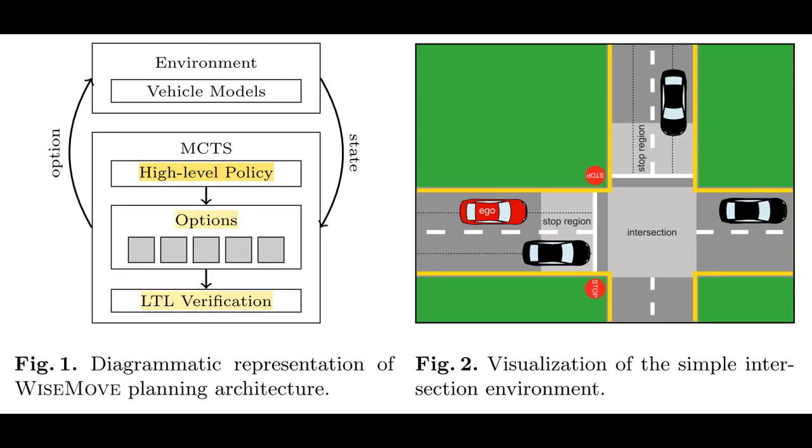So here's another example. I just mention this because it reminds us of the concept of high-level policy, high-level options. Here they basically have a checker on the options, the sub-goals that you are fixing and deciding, and this checker is based on LTL, linear temporal logic verification.